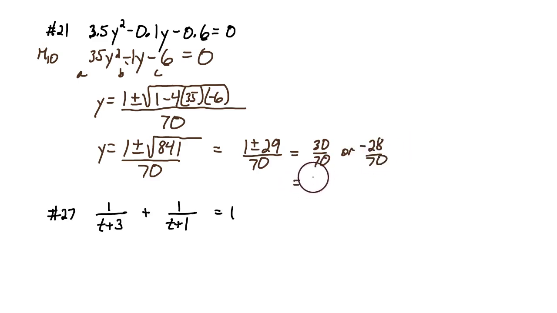Both of these are reducible fractions. This is 3/7, and over on this one, they both divide by 14. So this is negative 2 over 5.